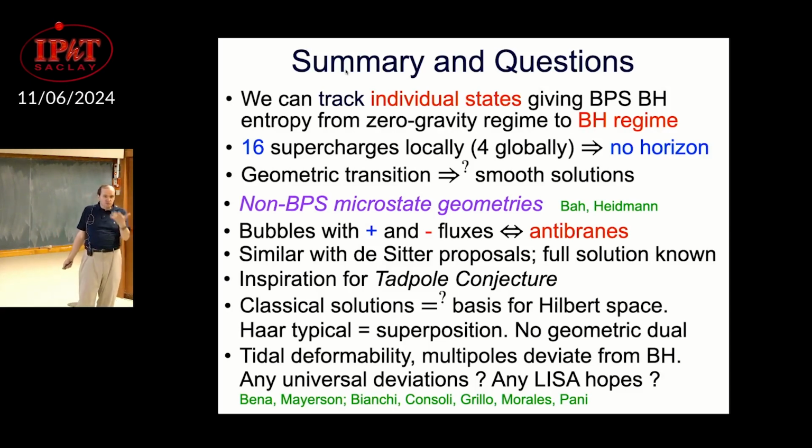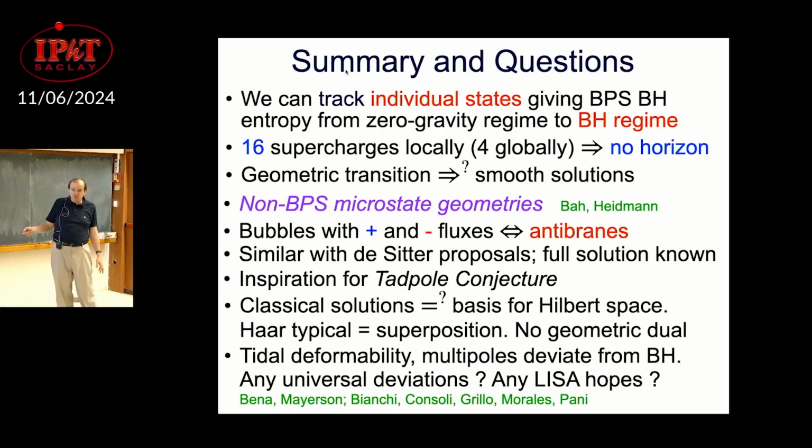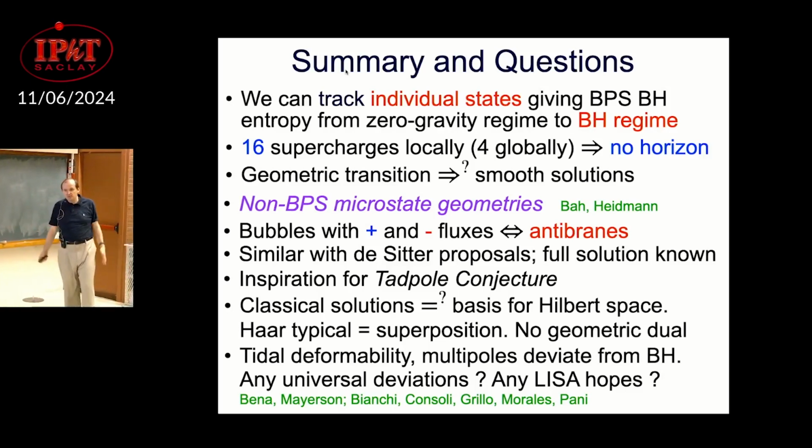So the question is, what are the features? If we observe those things, what can we get for modeling? If you want to model black hole microstructure, how are we going to do it using these solutions? And are we going to get some generic features? For example, tidal deformability, multipoles, universal deviations. Any hopes for LISA? We have all these hopes. And yesterday was a full day of this, and I really hope that using this one can get some universal deviations. But that's again a big hope. Thank you.